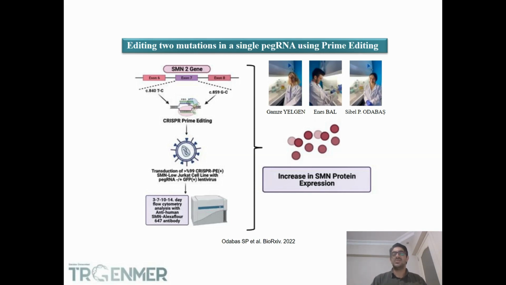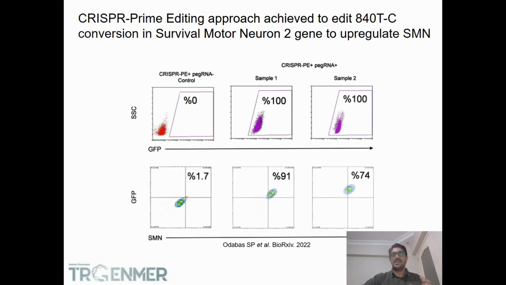SMA patients, the SMN1 gene is mutated and a loss of function takes place, and only the SMN protein produced by the SMN2 gene remains, however, the production is not enough. And by using the prime editing system for the first time for SMA disease, we could show that this SMN2 gene changed into the SMN1 gene and permanently started to produce SMN protein.